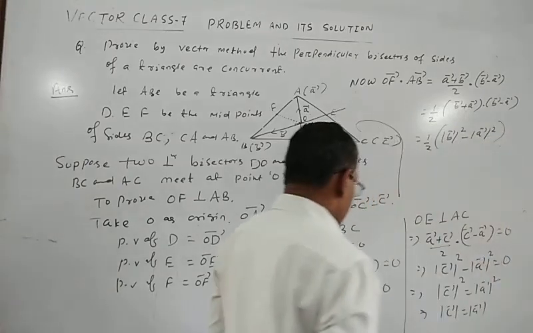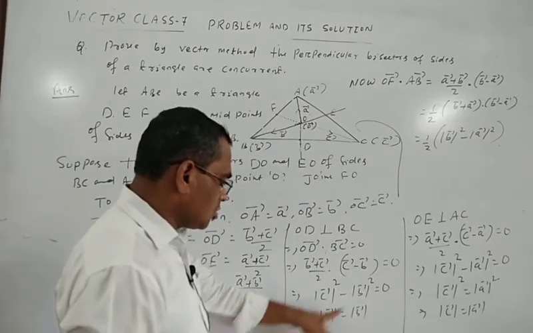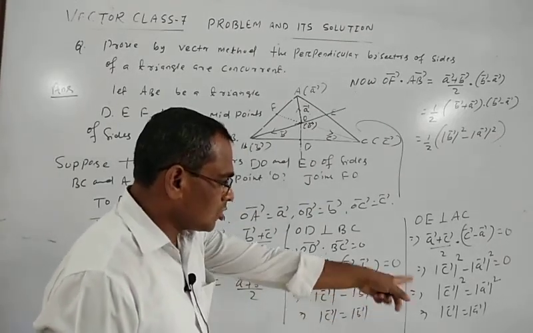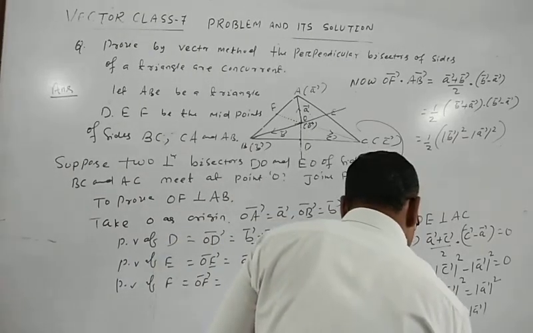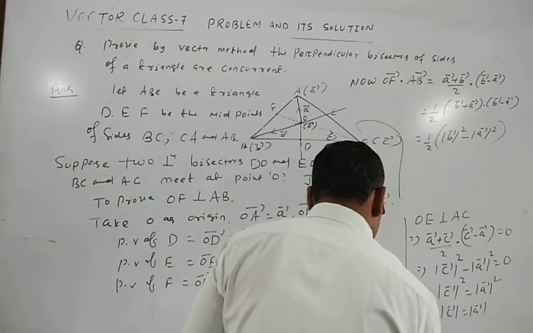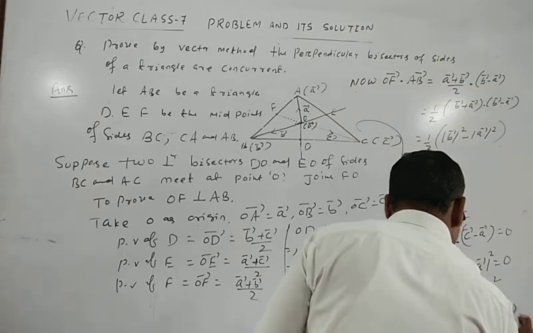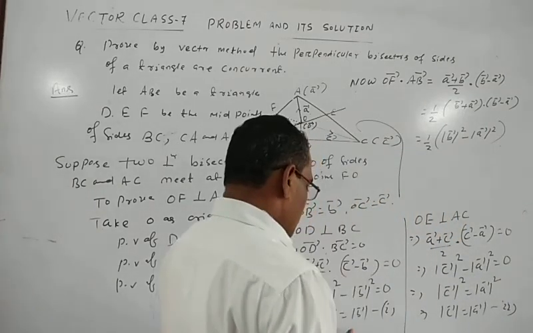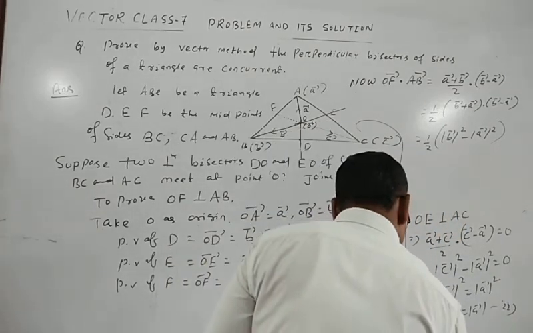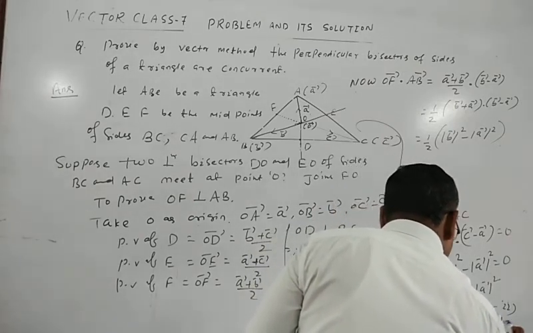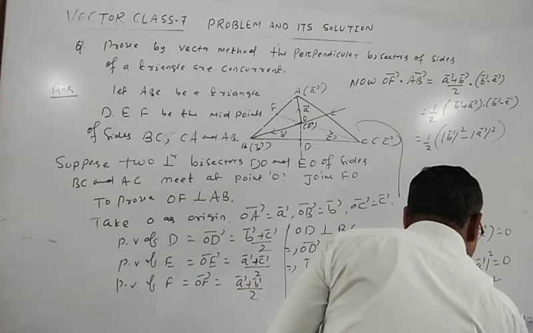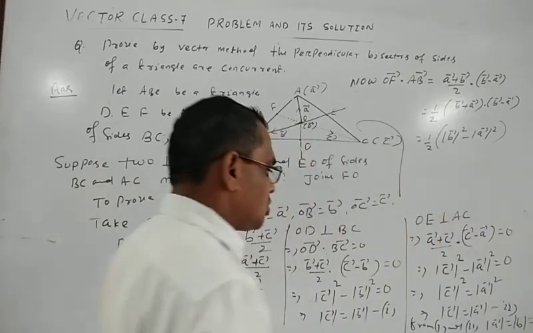But we know the magnitude of A vector is equal to the magnitude of B vector equal to the magnitude of C vector. Here you write one statement: from 1 and 2, the magnitude of A vector equals the magnitude of B vector equals the magnitude of C vector. Okay.